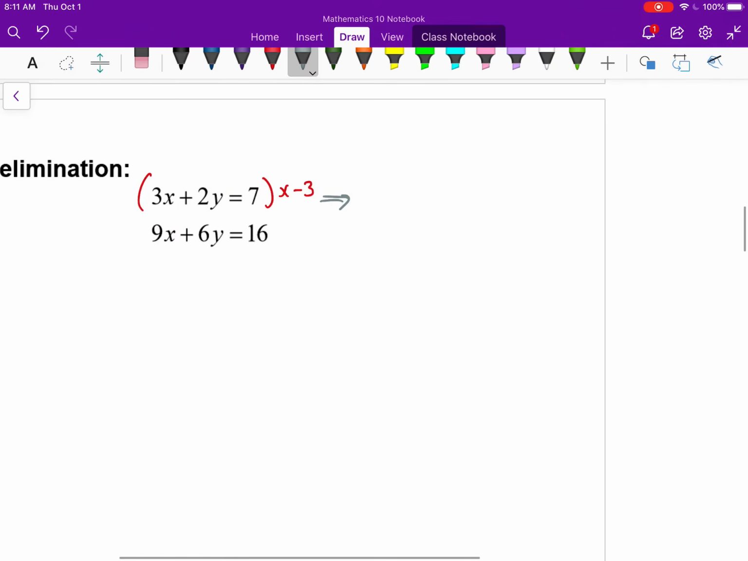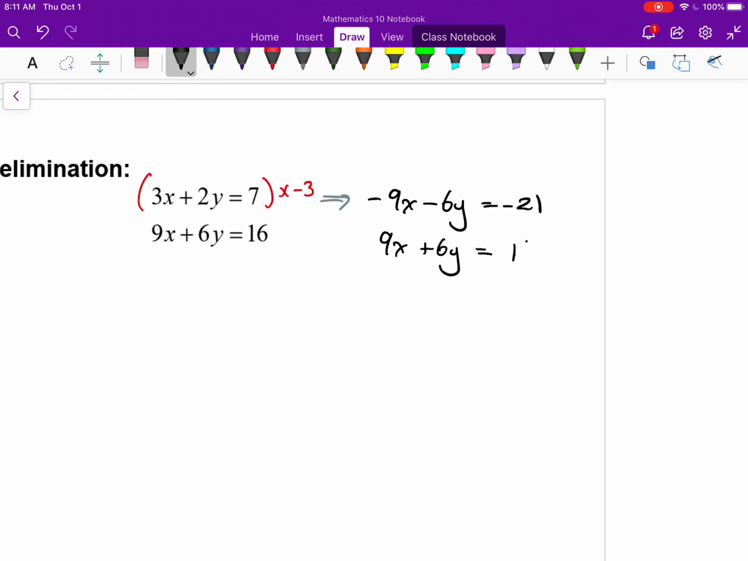So let's do it. I'm not even going to change my bottom equation. My top equation will now become negative 9x take away 6y equals negative 21. I multiplied all the terms by negative 3. My bottom equation I'm going to leave alone. Put these together. Negative 9x plus 9x is 0. Negative 6y plus 6y is also 0. So all I have is 0 on the left-hand side. I need to write that down. I can't just leave it blank. On the right-hand side, negative 21 plus 16 is negative 5.